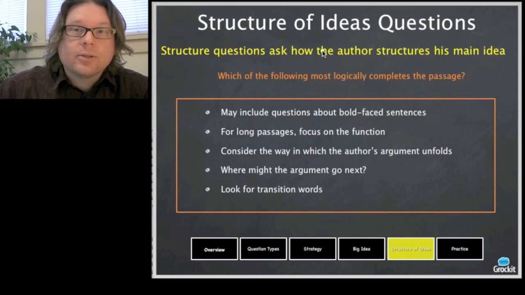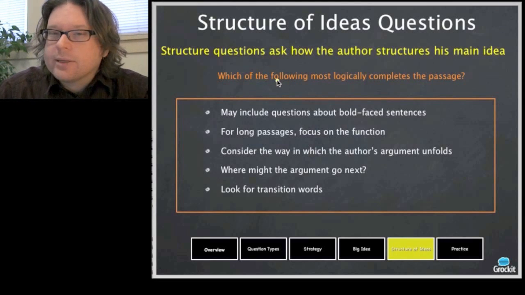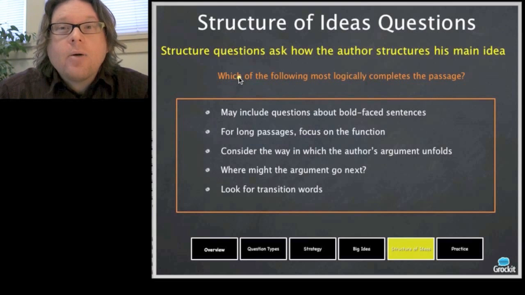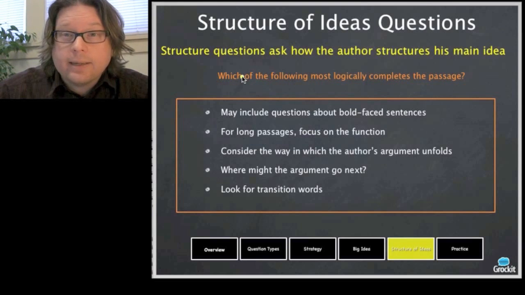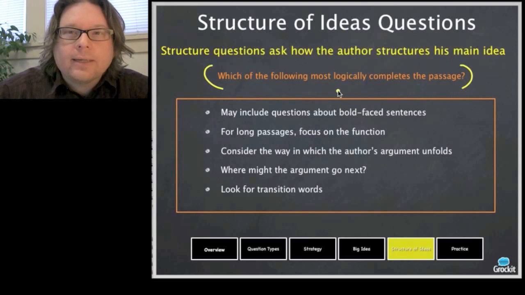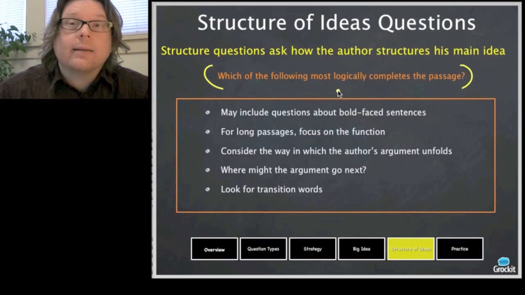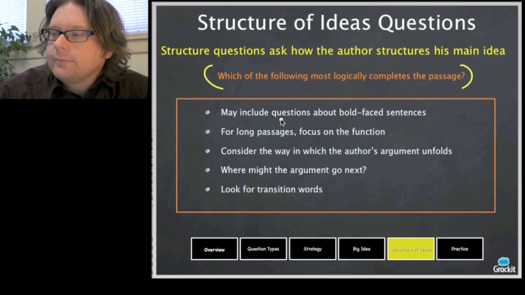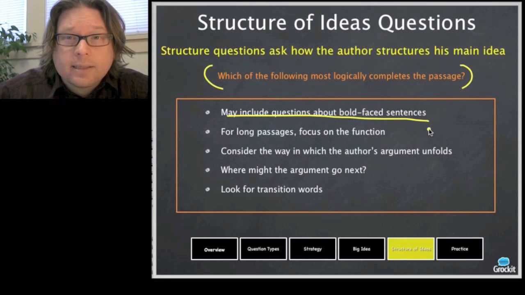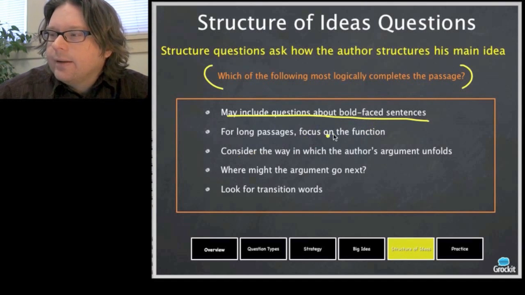All right. So structures of ideas questions are the other type we're talking about today. These are about how the author constructs the main idea or intention. So which of the following most logically completes the passage? It might be a question like, which would be the next thing that the author is going to talk about? It may also include questions about bold-faced sentences: what's this sentence doing in the author's argument?